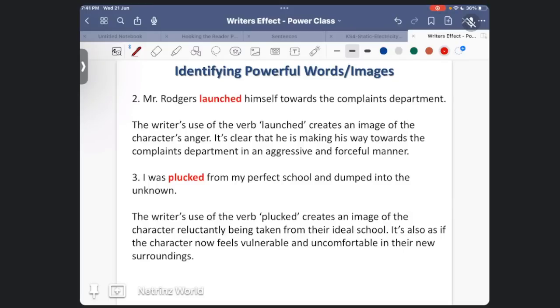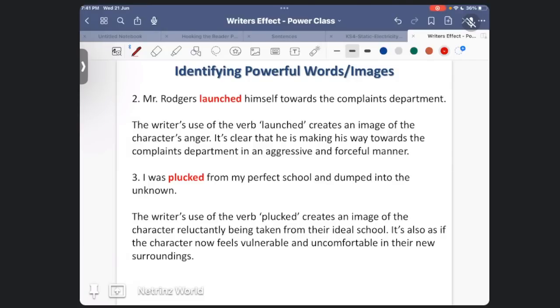Mr. Rogers launched himself towards the complaint department. The writer uses the verb launched, which creates an image of the character's anger, and it's clear that he is making his way towards a complaint department in an aggressive and forceful manner.